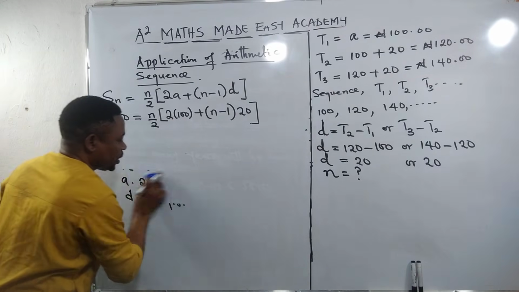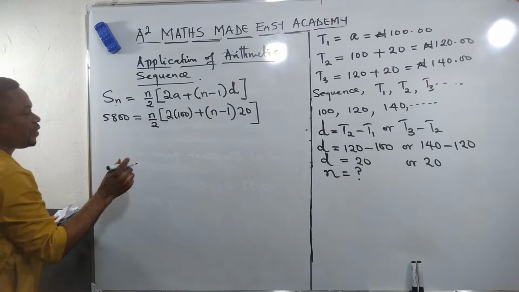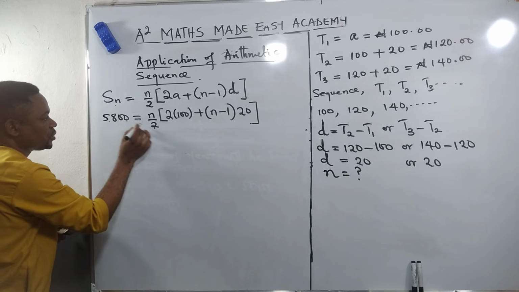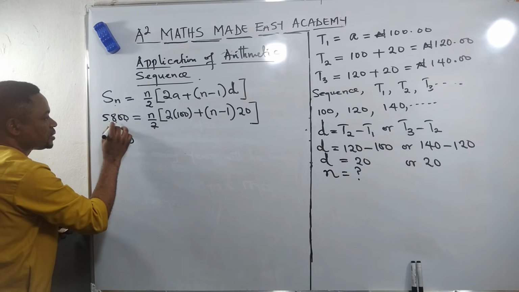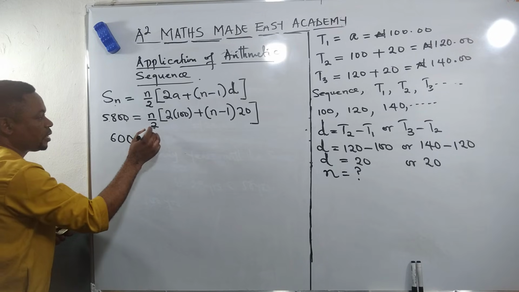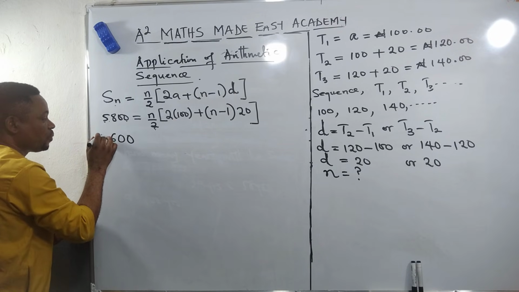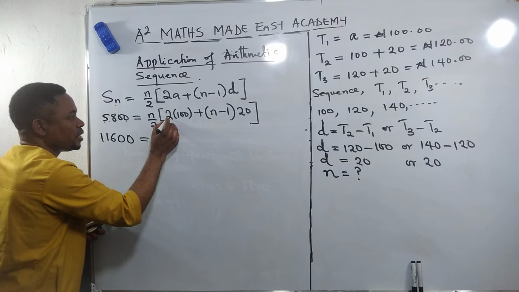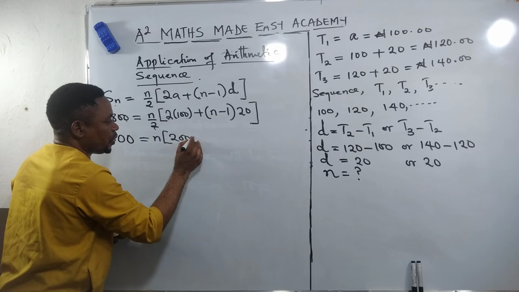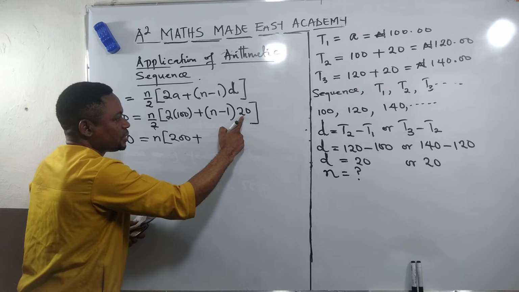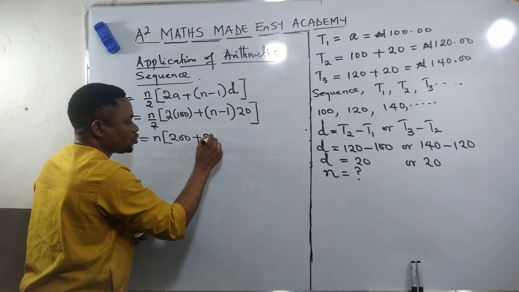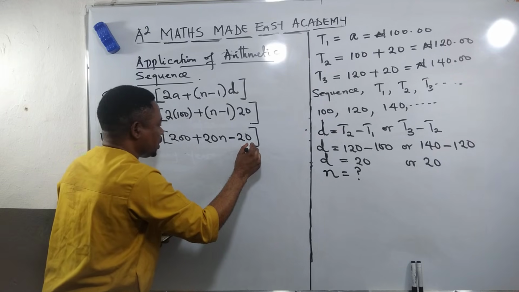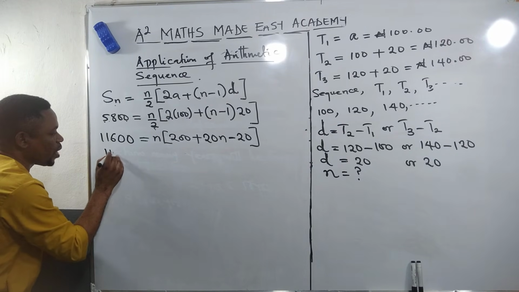Now I want you to observe something here. Let's substitute. Now very simple, what you're going to do is cross multiply. 2 times 5,800 gives 11,600. Then equal to n, open bracket, 2 times 100 will give you 200 plus, please open the bracket, n times 20 will give us 20n. Minus 1 times 20 is minus 20. Close the bracket. Can we now write this?